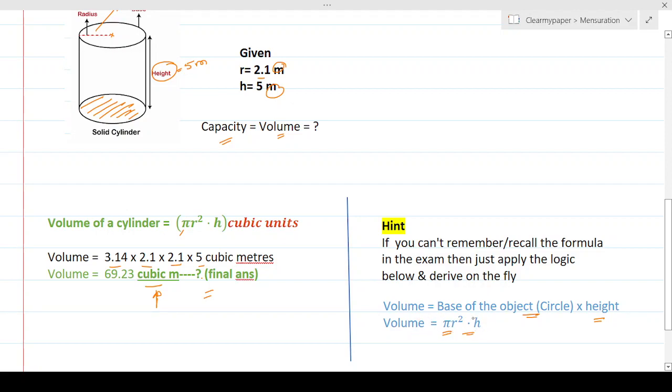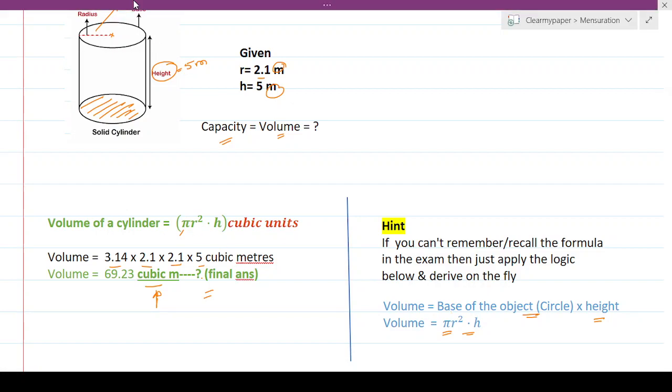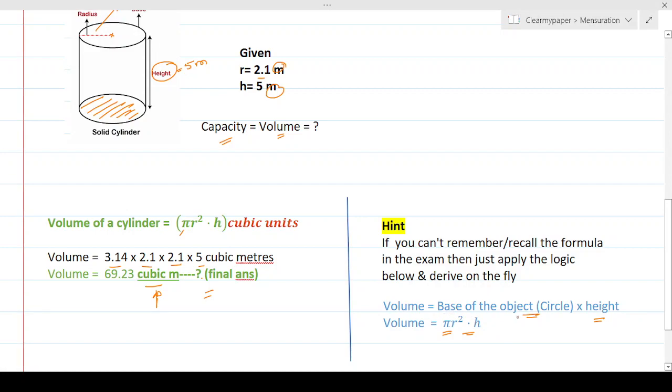So just remember this. If you don't remember, don't worry about it. Just think, anytime volume is asked, I need to multiply the area of the base of the object, whatever shape that is, in this case a circle, by the height. In the case of a cuboid, it will be length into breadth into height, and so on and so forth. That's how you need to solve this.